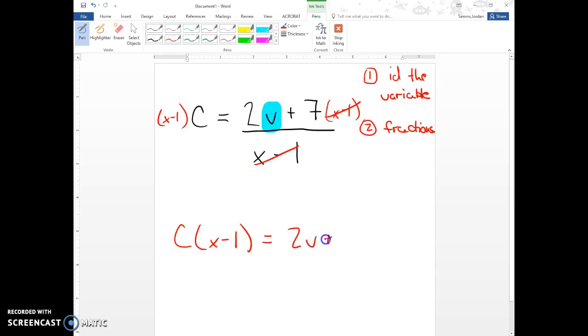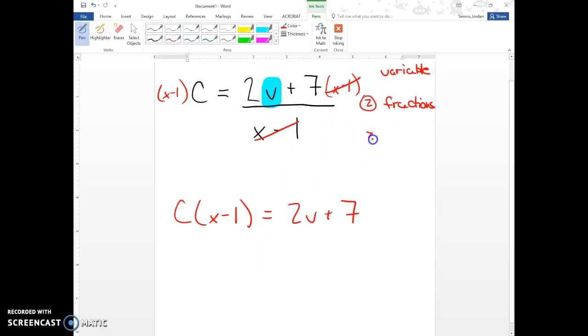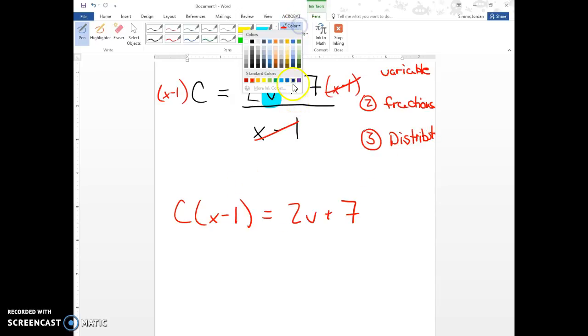We have 2v plus 7 over here. So number one, figure out what the variable is, where that is. Step two, get rid of your fractions. And now step three is going to be basically kind of like our order of operation stuff already. Do you know what I mean? So let's distribute if we need to get rid of brackets. That's only if there's brackets here, so there is in this case, of course.